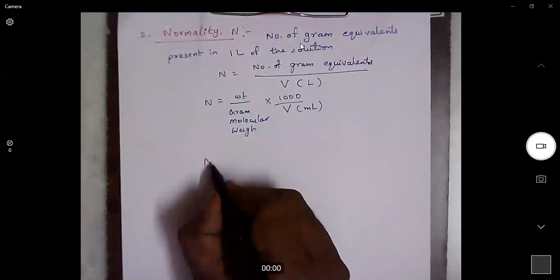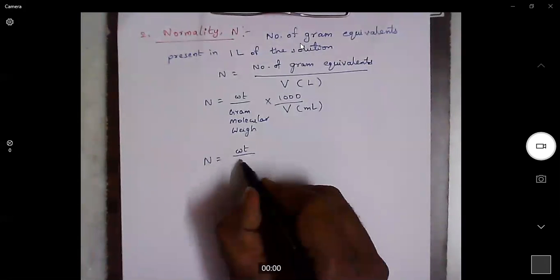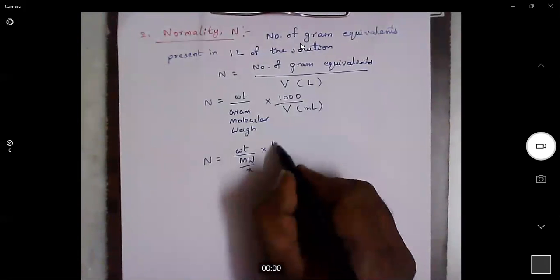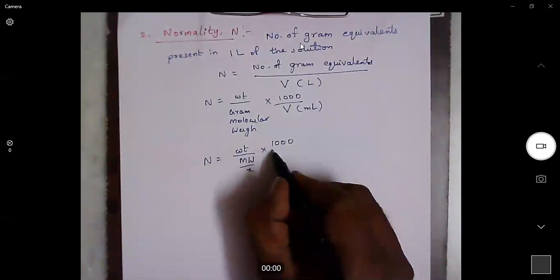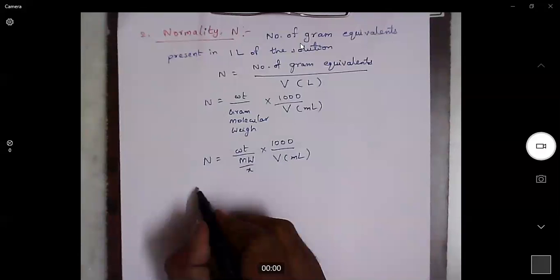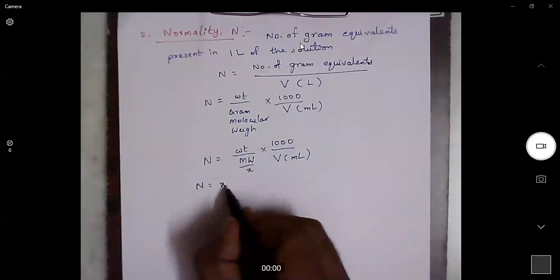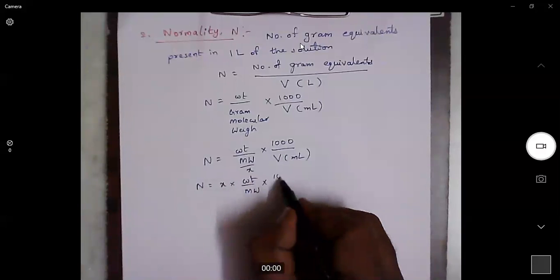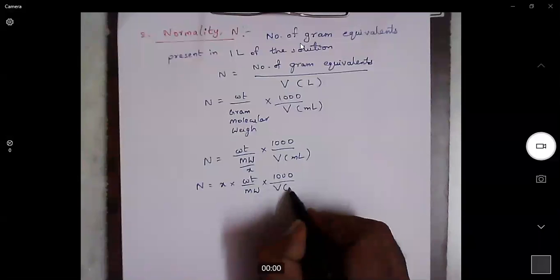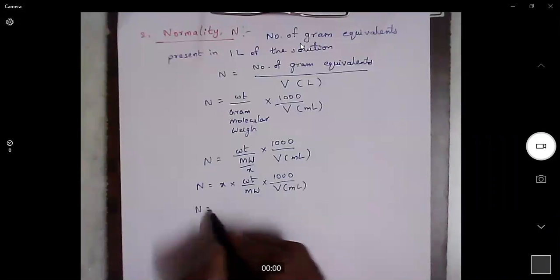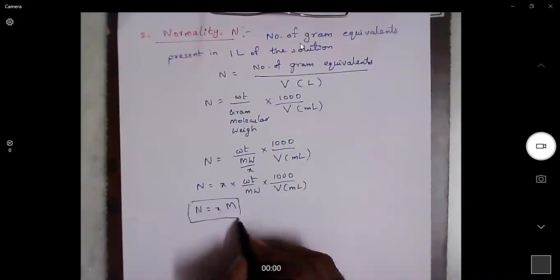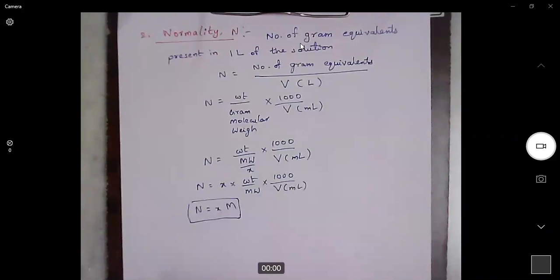Generally, gram molecular weight is nothing but molecular weight by X. I will explain what that X is. When we rearrange this, we will get X into weight by molecular weight into 1000 by V in ml. Or we can say normality is equal to X into molarity. So normality is always a larger term than molarity.